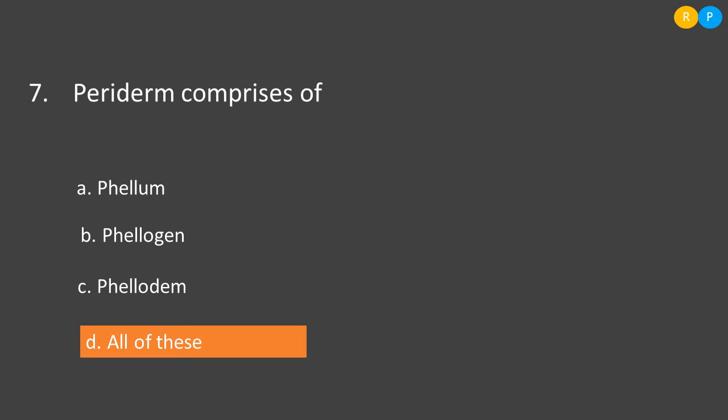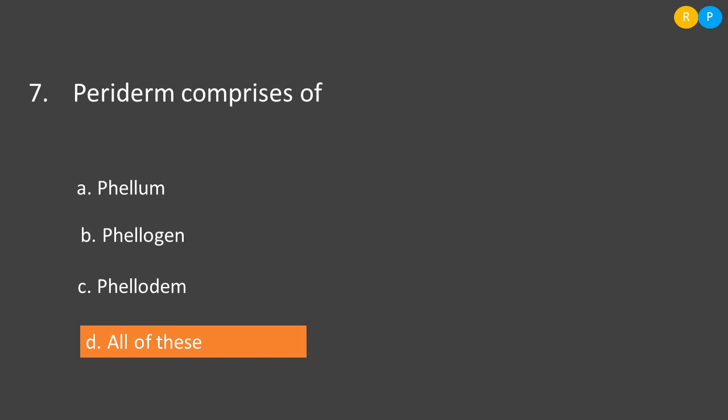Clear? So see the option A, phellem. So phellem is known as the cork region. So cork is known as phellem. Then option B, phellogen. So phellogen is known as cork cambium. It is meristematic in function. It will add tissues to outer region as well as towards the inner region. Then option C, phelloderm. So phelloderm is a secondary cortex. It is formed by the addition of tissues by phellogen towards the inner region.